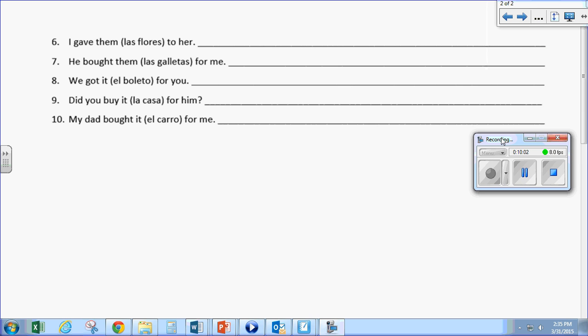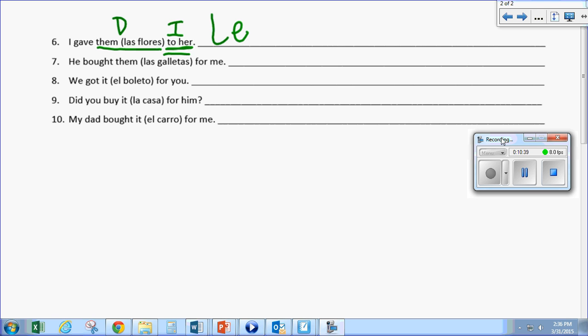I gave them to her. What am I going to replace, or what's my indirect object? Her. Okay? For whom or to whom? To her. Okay, so what is my direct object then? The flowers. Okay, you are underlining the indirect. I gave them to her. So I'm going to replace her with what? Le. And then I'm going to replace las flores with las.